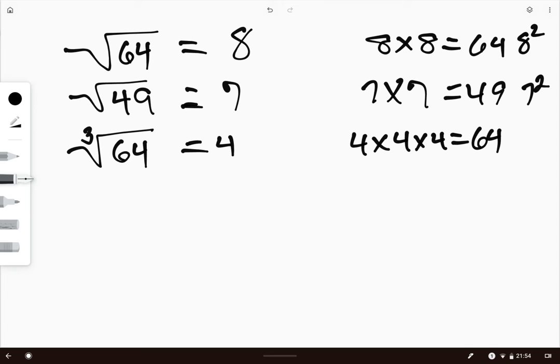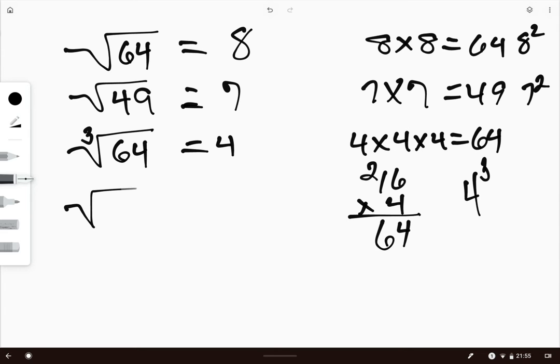So if you think about it, 4 times 4 is 16, times another 4. 6 times 4 is 24, carry a 2. 4 times 1 is 4, plus 2 is 6, so it's 64. And since it's 4 times 4 times 4, that's the same as 4 to the third power. Okay?